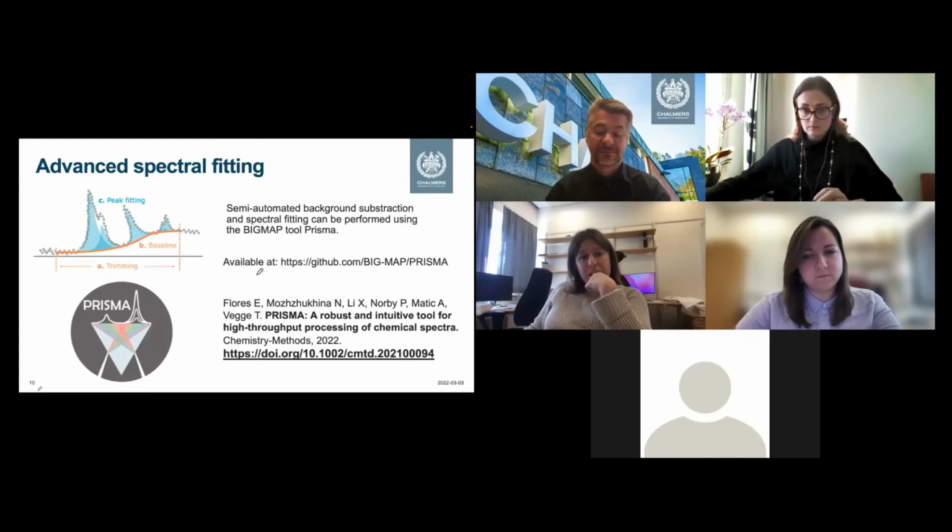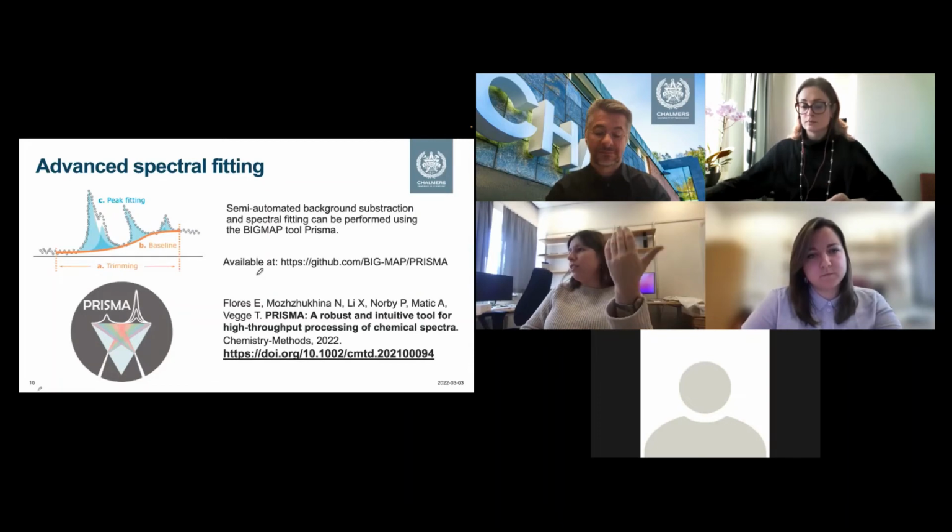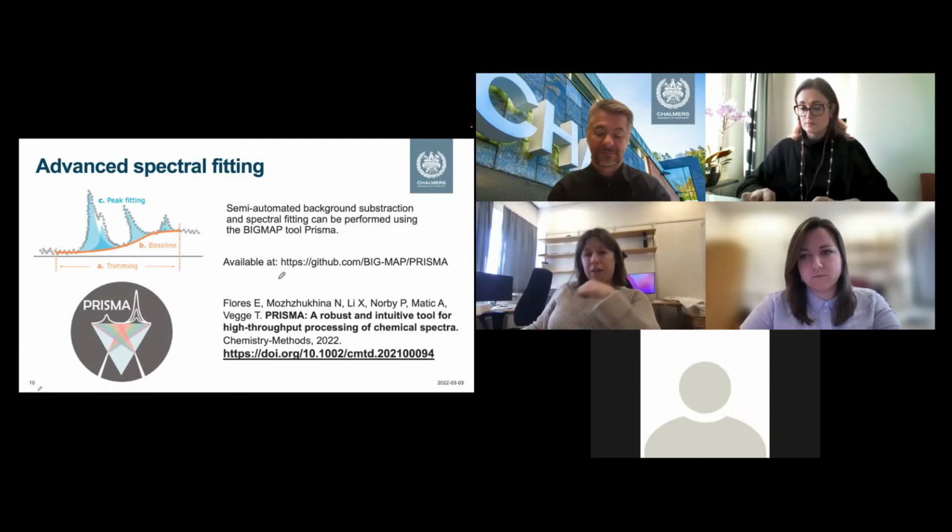Also, it is not easy to fit many Raman spectra. One can fit a couple, but in case of this kind of in situ measurements, when we take many measurements as a function of variable, be it time or temperature, potential, whatever. For this, we have, in collaboration with the partners in DTU, developed and published a software that is available for free. It's a quick fitting tool called Prisma.